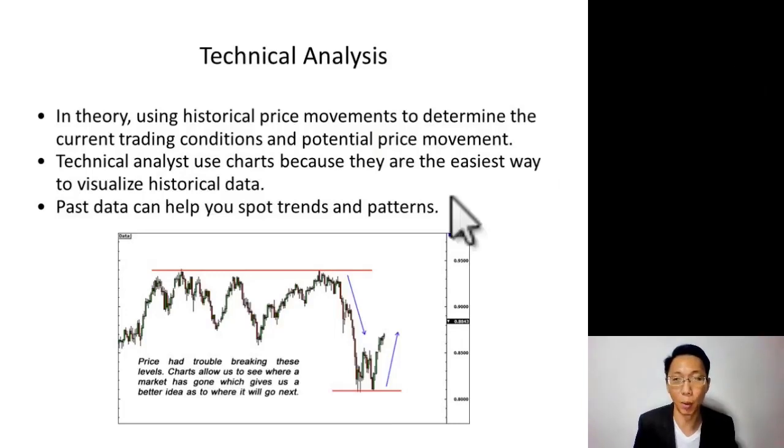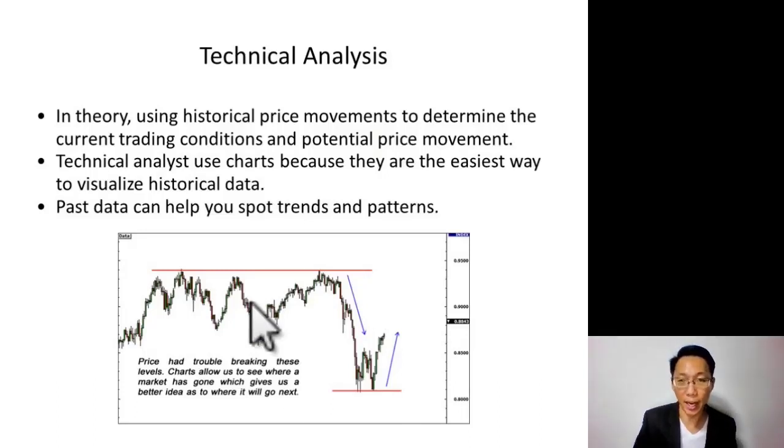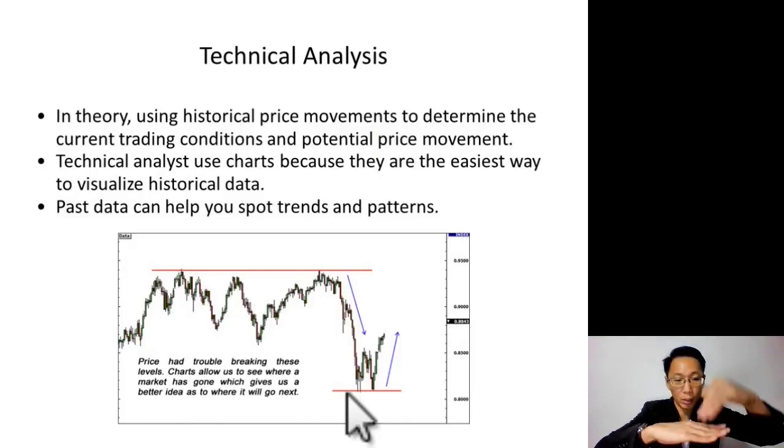So for example, over here in this diagram, I've drawn this red line. This red line is called a resistance. It's resisting the price from going up. This line at the bottom here is called a support. It's supporting the price, so the price can only come down so far.